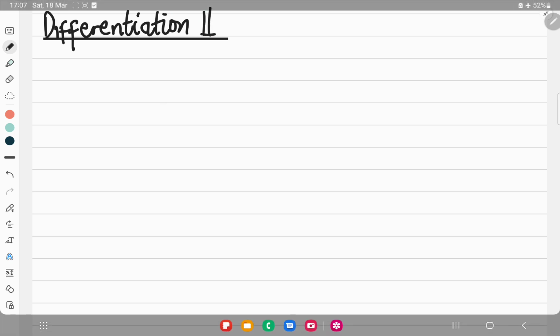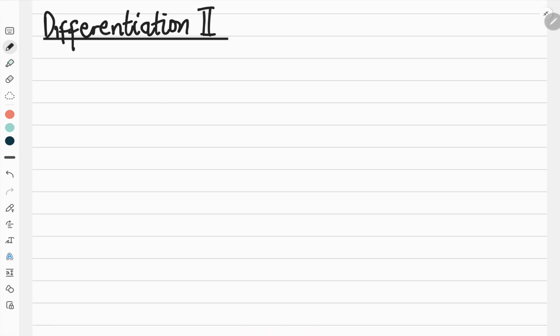Today we are going to do differentiation 2. At this stage, we assume you would have covered the first part of differentiation. For your differentiation 2, we start off with the exponential form of differentiation.